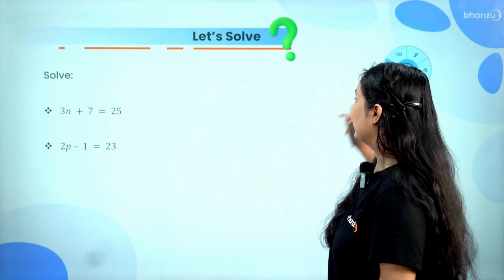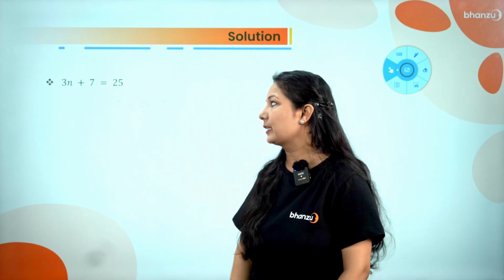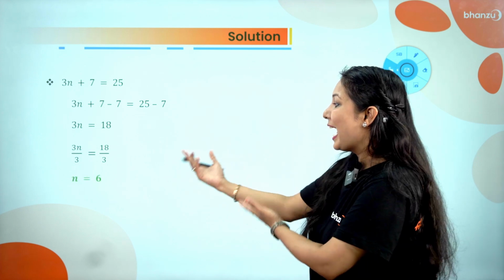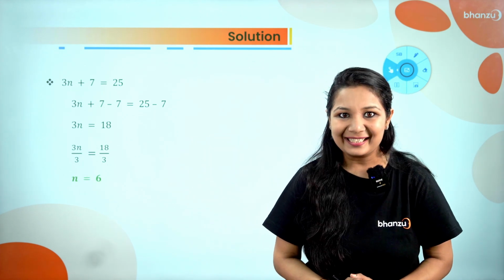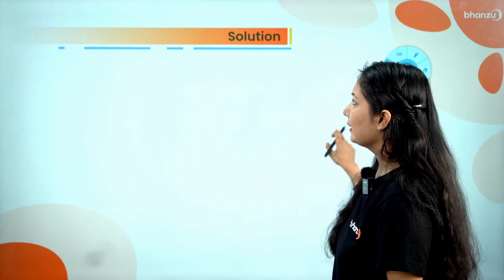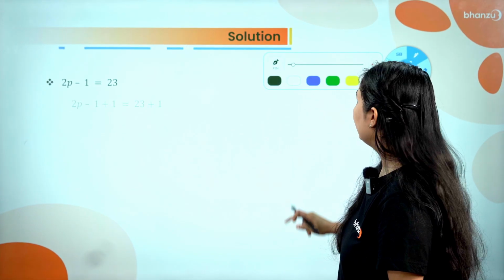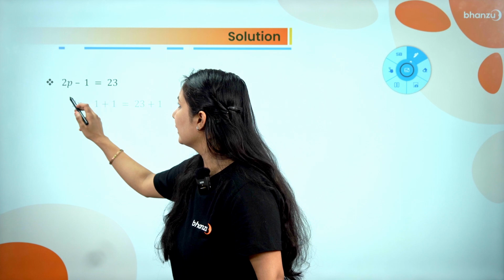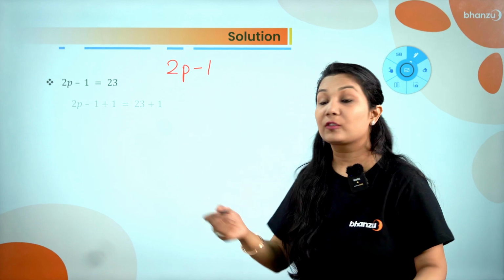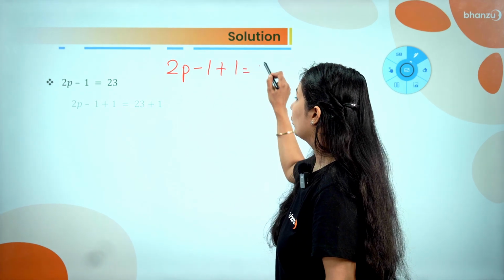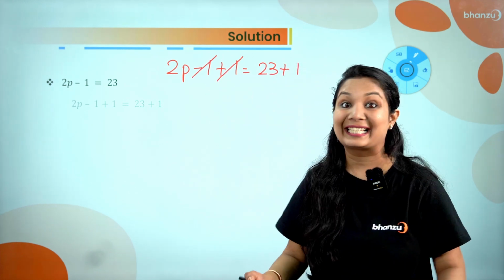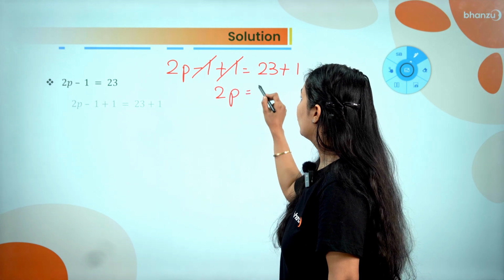So, now let's see the steps for it. These were the steps that we did, doing the inverse operation with the same number on both the sides, and you get the answer, right? So, now let's see the next one, where we have the equation as 2p minus 1 is equal to 23. So, here we have 2p minus 1; its inverse will be plus 1, right? So, it would be 23 plus 1. Here you can see minus 1 plus 1 would get cancelled. So, 2p is equal to 24.